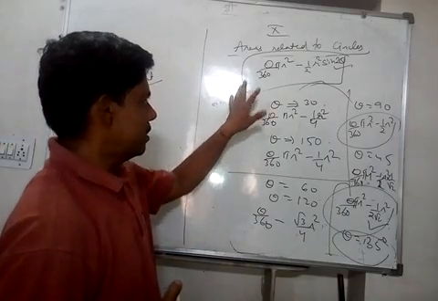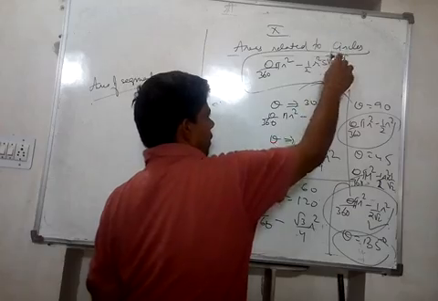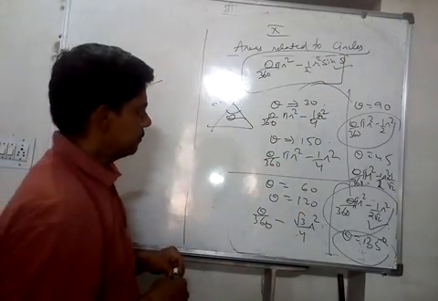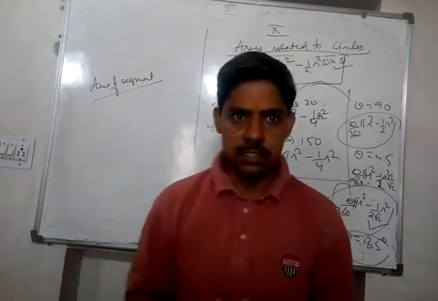We just learned one formula, theta by 360 pi r square minus half r square sin theta. Theta you are taking as the complete angle, not the half, right? So I'm sure you will learn this formula, and then you can solve further questions in the next video.